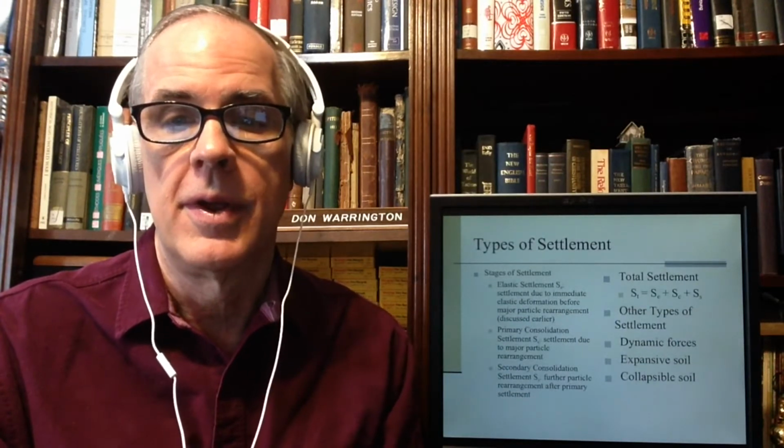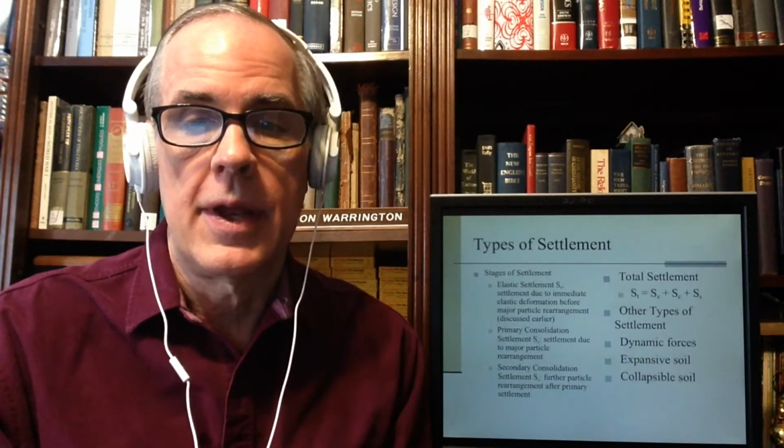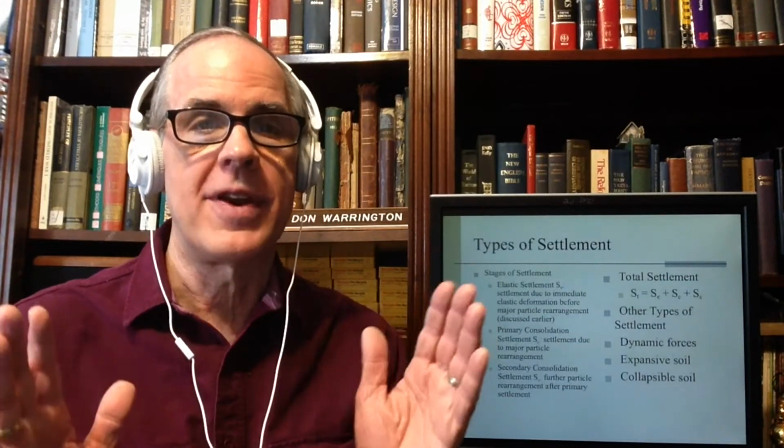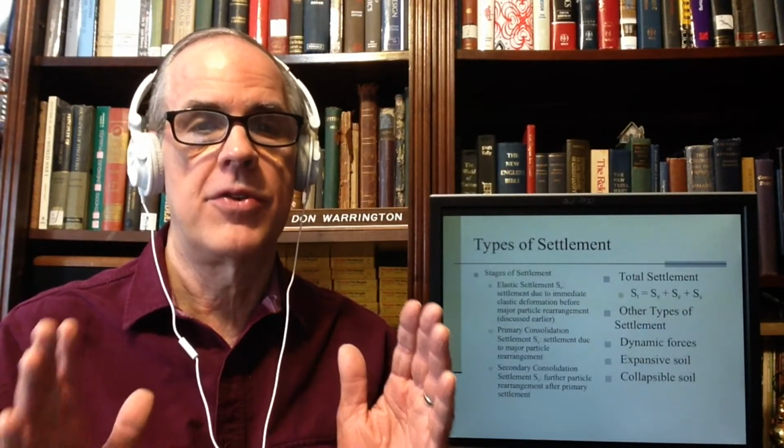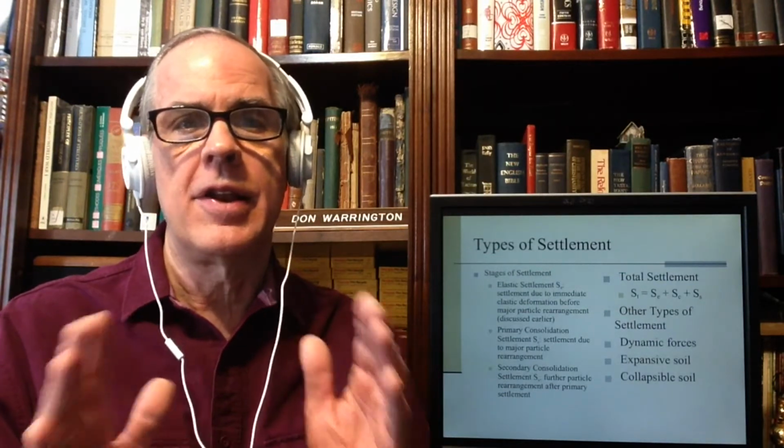There are three types of settlements. Elastic settlement is settlement due to immediate elastic deformation before major particle rearrangement. Primary consolidation settlement is settlement due to major particle rearrangement. And secondary is further particle rearrangement after primary settlement. That's about the simplest way. And traditionally in soil mechanics, we add the three together. That's the traditional approach. And I've taken a little bit different approach.